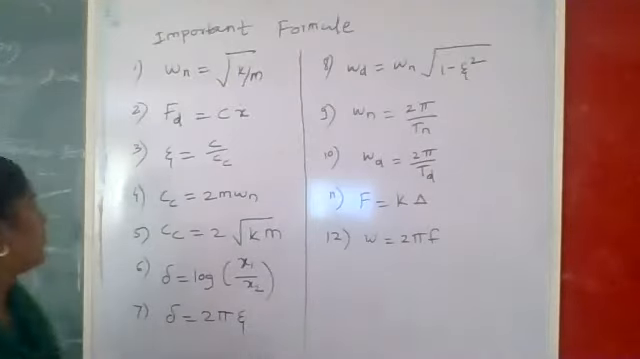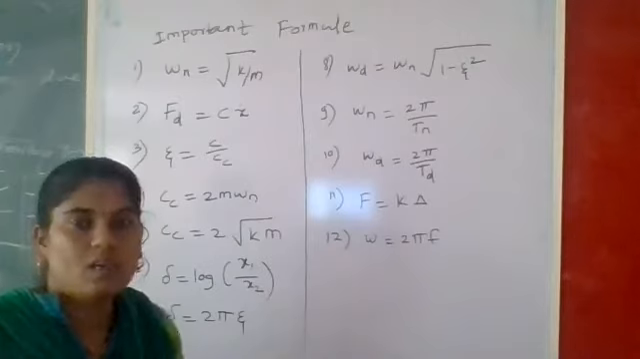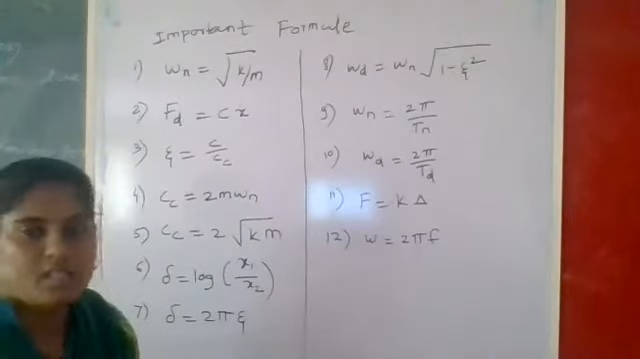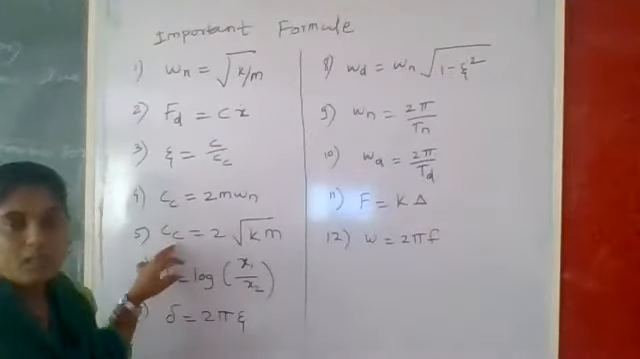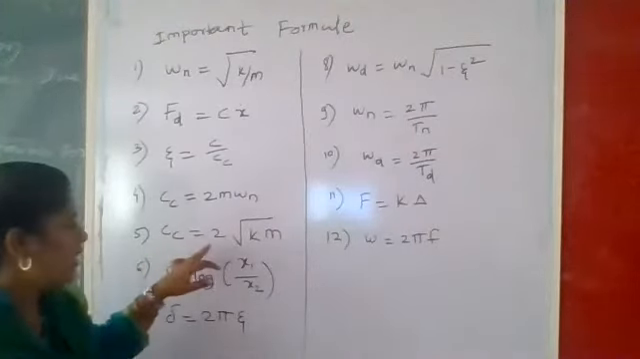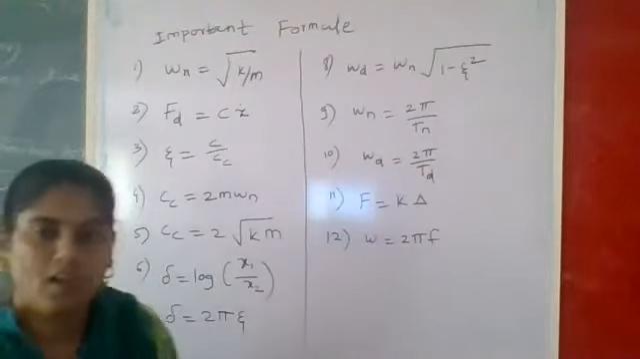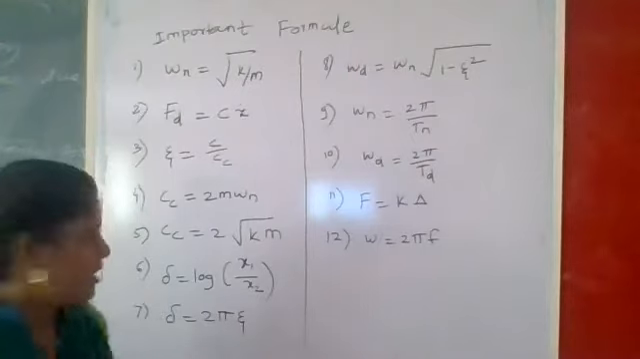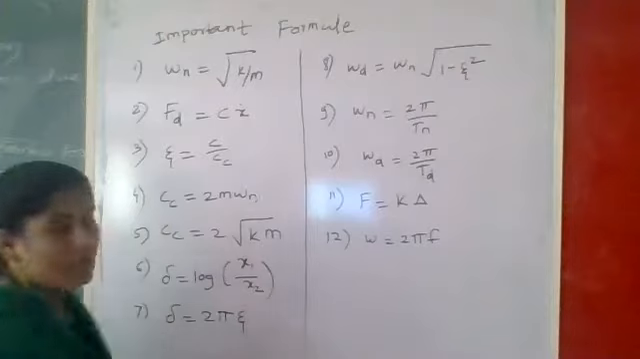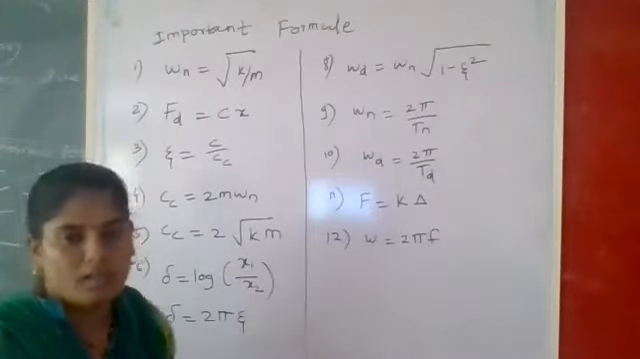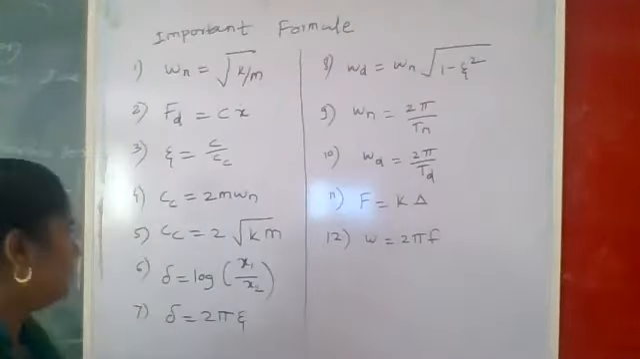Coming to formula number three, zeta is equal to C upon Cc, where C is the damping coefficient and Cc is the critical damping. How to calculate this critical damping? Cc is equal to 2 into root of km. Already we have seen this in the last lecture. You can also calculate Cc as twice m omega n, where m is the mass and omega n is the natural frequency.